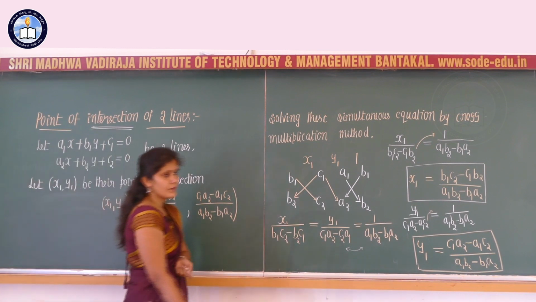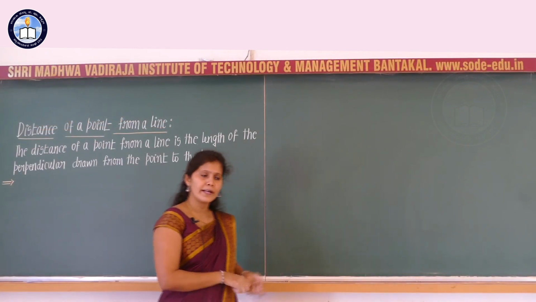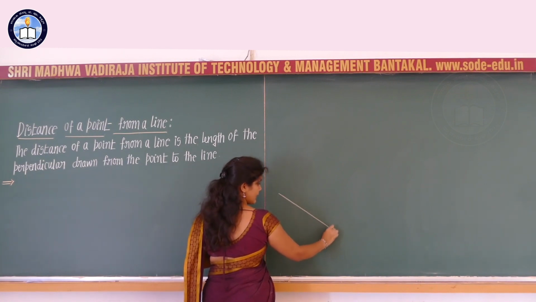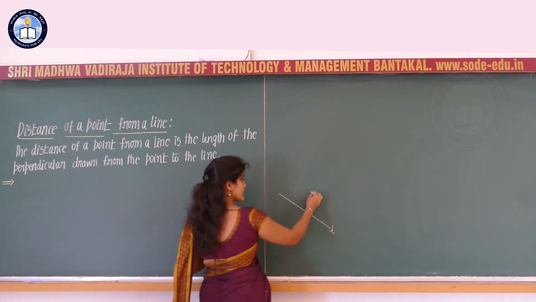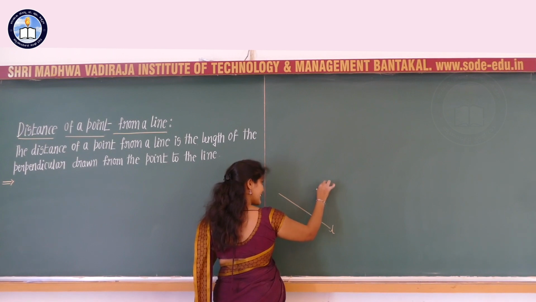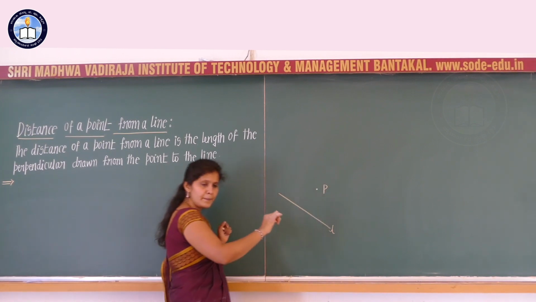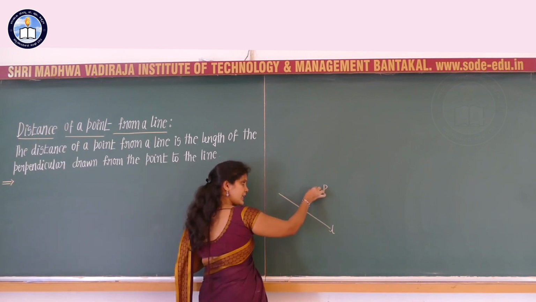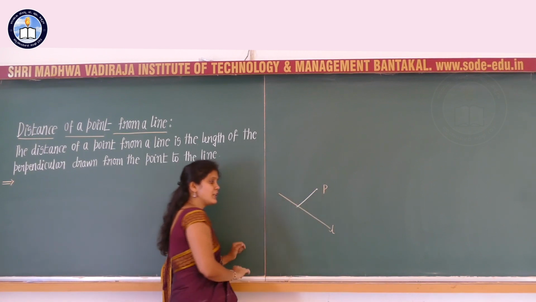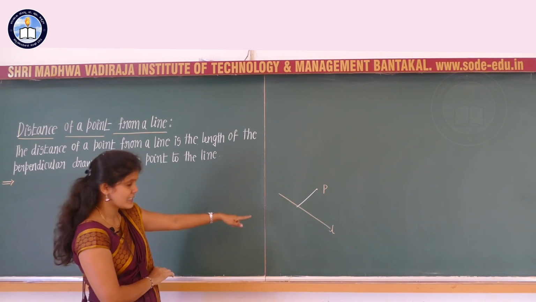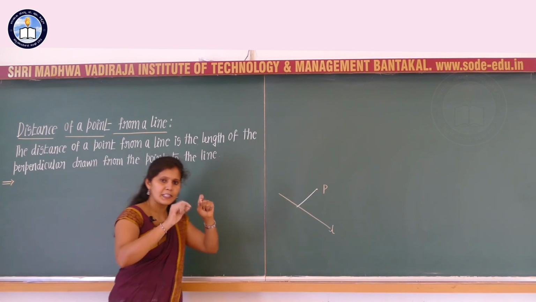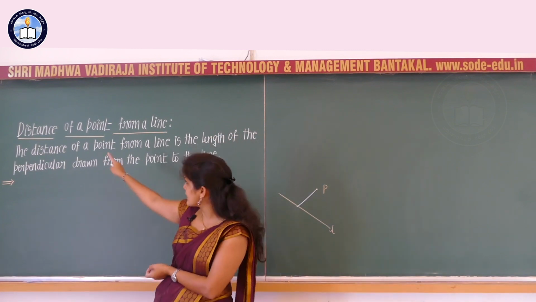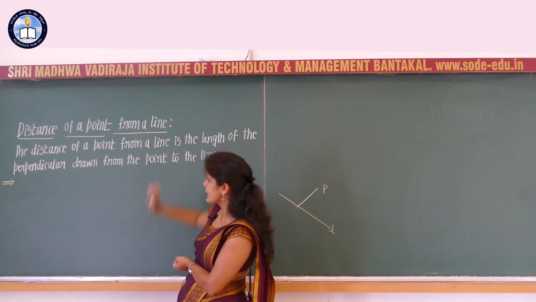So let us continue with respect to the distance of a point from a line. For example, if this is the line L, and somewhere here you have one arbitrary point P, how to find the distance from the point P to the line L, that we are going to discuss in today's class, correct? So if any arbitrary point is given and a line is given, how to find the distance of the point from the given line.